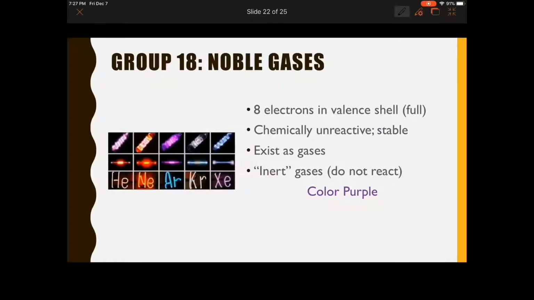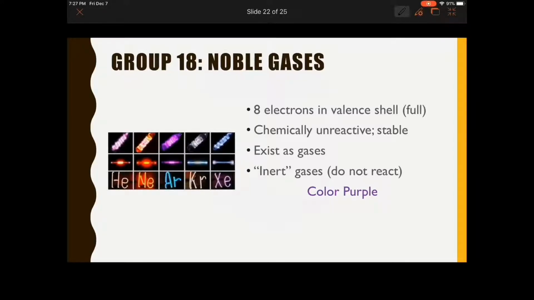The last group, these are noble gases. They have 8 electrons in their valence shell, which means they are happy atoms. They don't want any more electrons. They don't want to give up electrons, because they are pretty chemically unreactive, and they're stable. Helium, we put that in our balloons every day and have no issues with it. Neon signs, you see those around all the time. These exist as gases, and they're what we like to call inert gases.